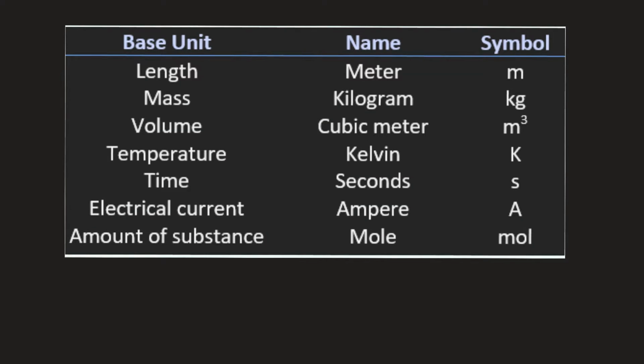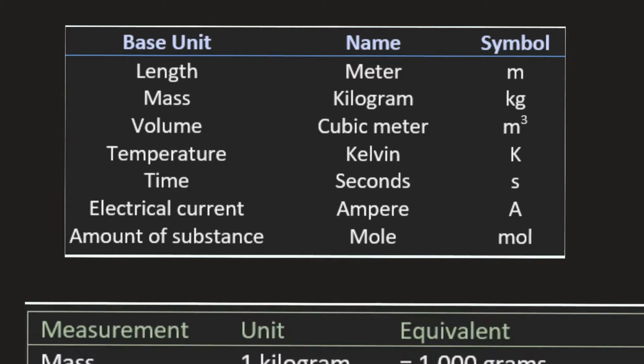Now, the global scientific community agreed to a set of units which we call the SI units. The SI units are closely related to the metric system that is pretty much used everywhere in the world but the US. Just to talk about this very quickly, length is usually measured in meters. Mass is in kilograms. Volume is in cubic meters. Temperature, Kelvin. Time, seconds. Electric current, ampere. And the amount of substance is mole.